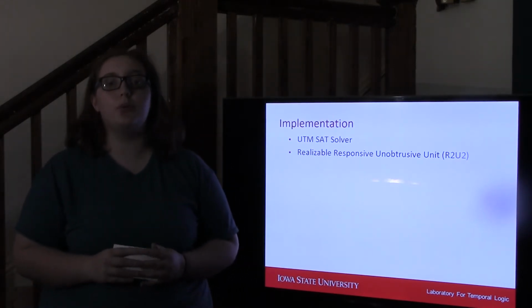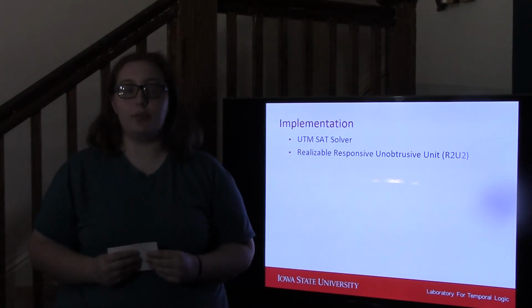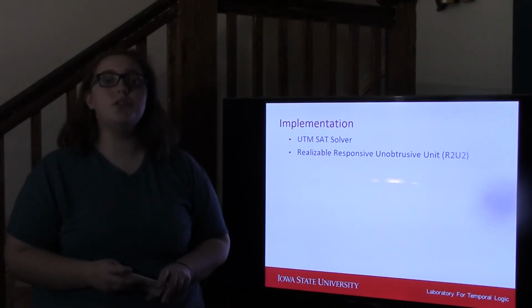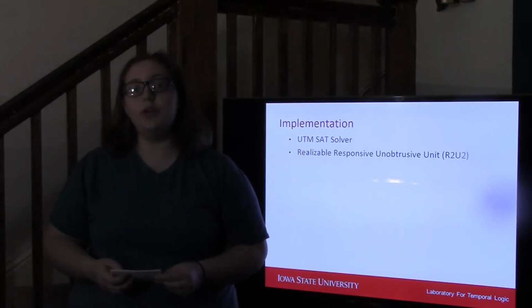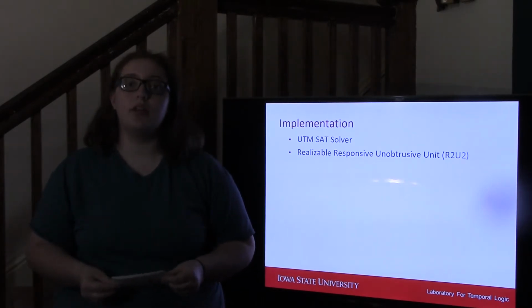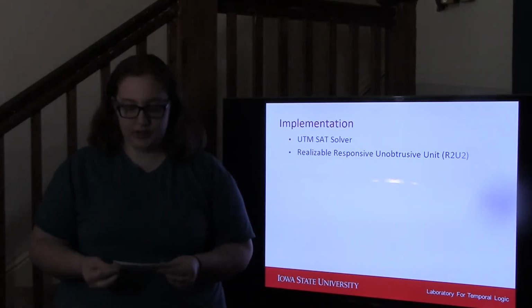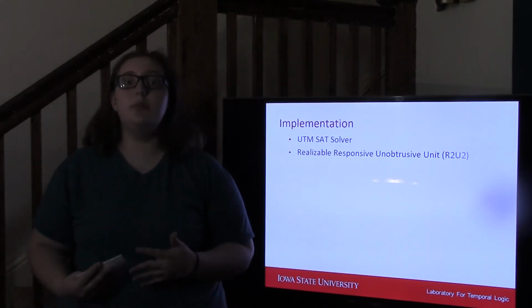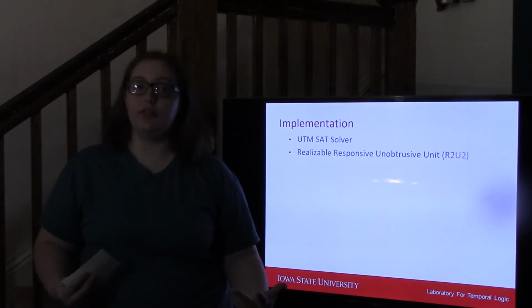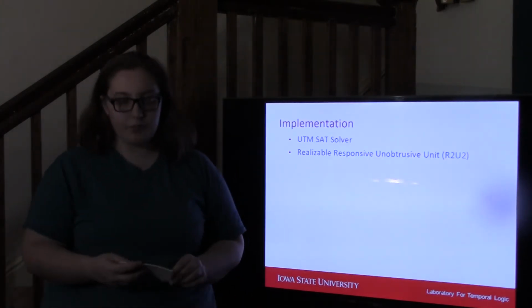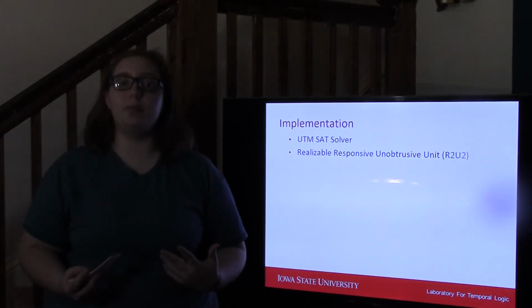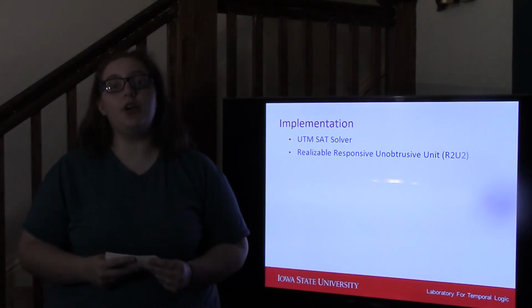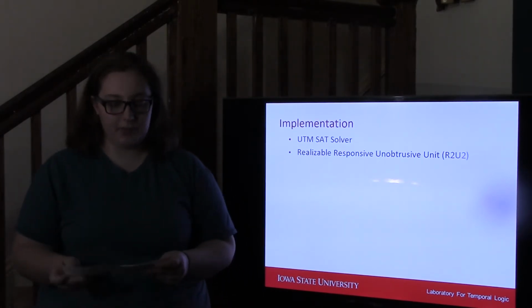We then ran them through the realizable responsive unobtrusive unit, otherwise known as R2U2. R2U2 continuously monitors safety requirements on board the system written as specifications. It helps enable runtime verification that might interfere with critical systems whilst not interfering with the system itself, hence the unobtrusive part. R2U2 continuously outputs booleans for the specific specification for each time step, telling us if it registered as true or false for that specific time step.